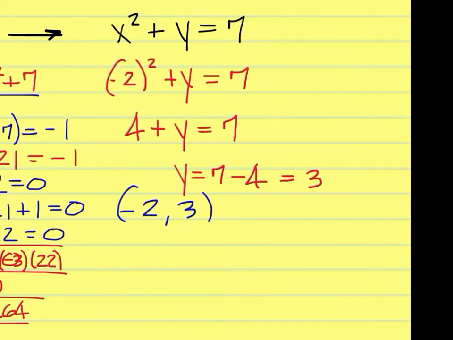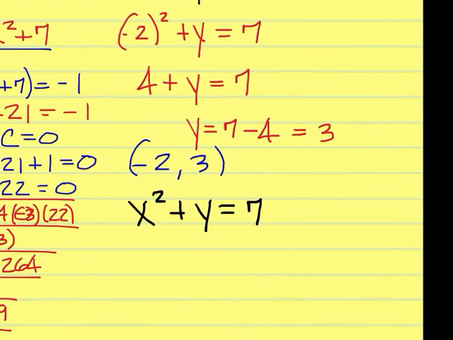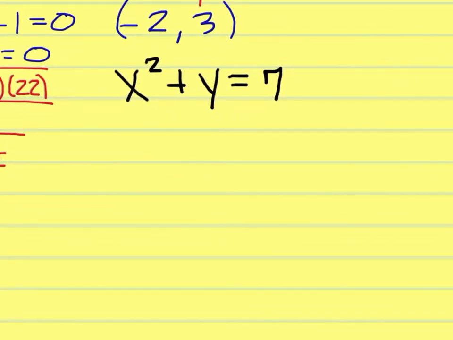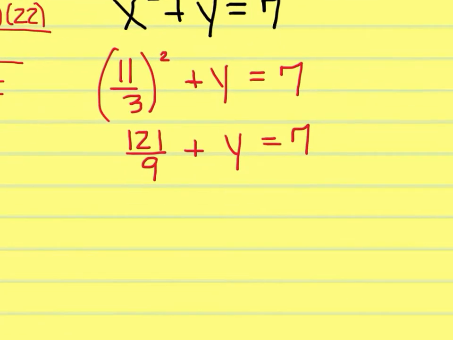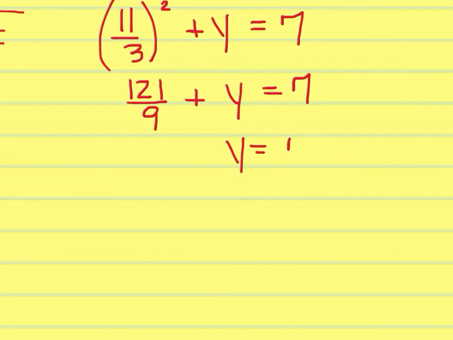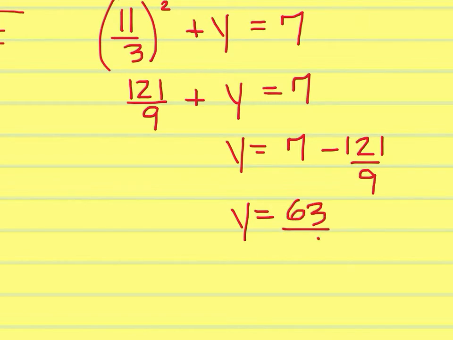We have to use that same equation again, x squared plus y equals 7. And we're going to plug in 11 over 3. So 11 over 3 squared plus y equals 7. That's 121 over 9 plus y equals 7. So we have to keep this y where it's at and the 7, but make it minus 121 over 9 on the right. A common denominator gives me 63 over 9 minus 121 over 9.